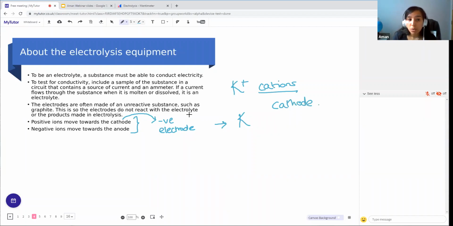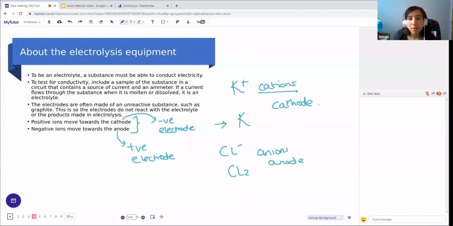And the same thing happens with the anions. So anions, let's imagine we've got chloride. Chloride forms a negative ion and it wants to lose an electron to form chlorine, which goes around as pairs, but just chlorine as an element. So to do that, it's attracted to the positive electrode, which is the anode. And when it's attracted to that electrode, it loses an electron to form chlorine. So the anions are attracted to the anode. And that's how I remember it.